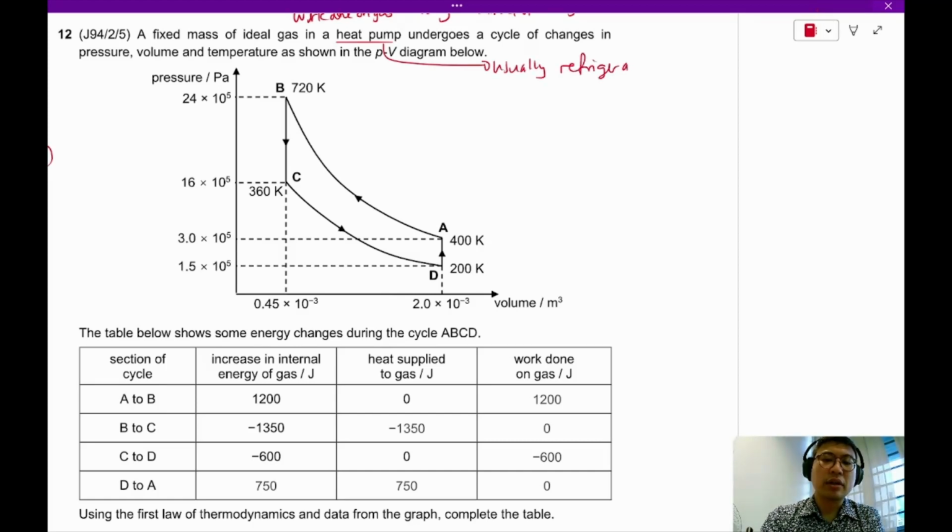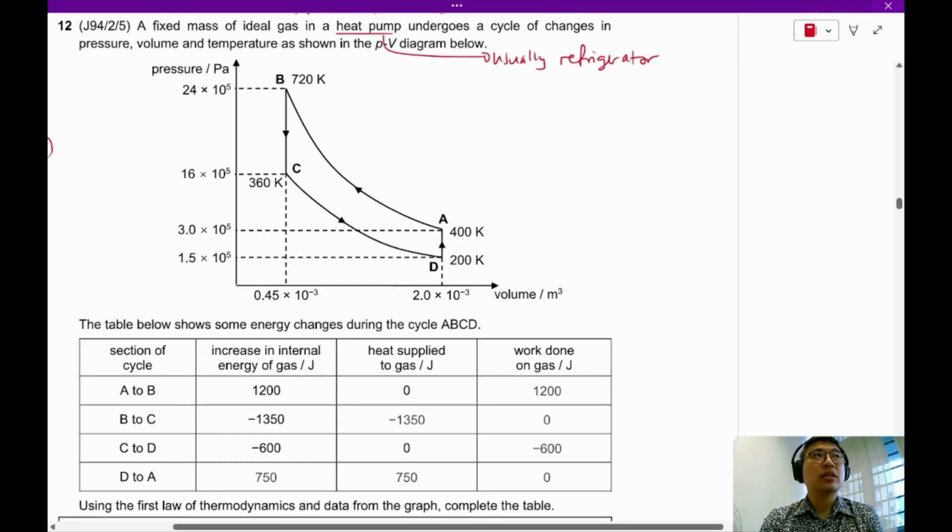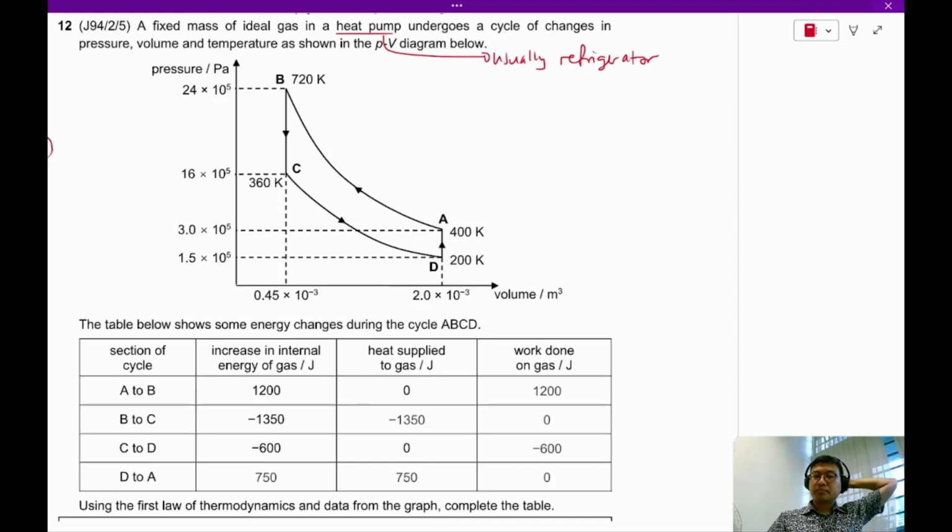Now, why is it called a heat pump? Because it pumps heat from the inside of a refrigerator to the outside of a refrigerator. Sometimes the heat pump works in the opposite direction to take the heat from the environment and put it into a room, but that's very rare. The table below shows some energy changes in a cycle A, B, C, D.